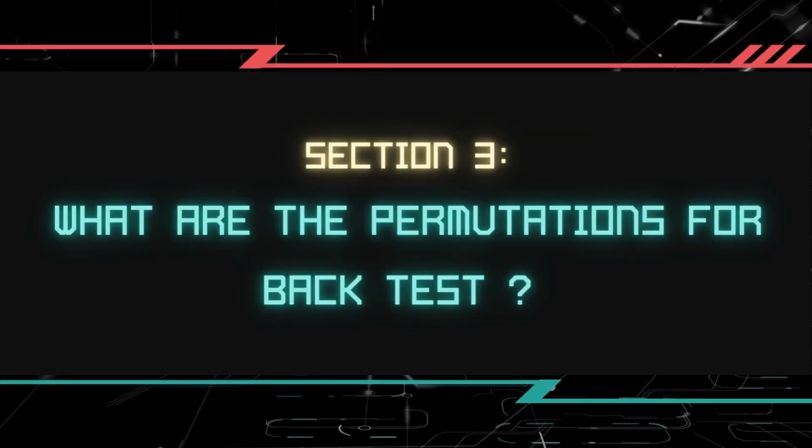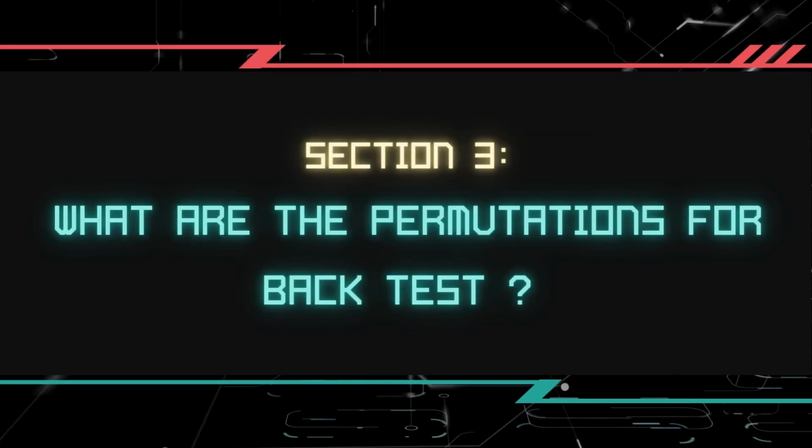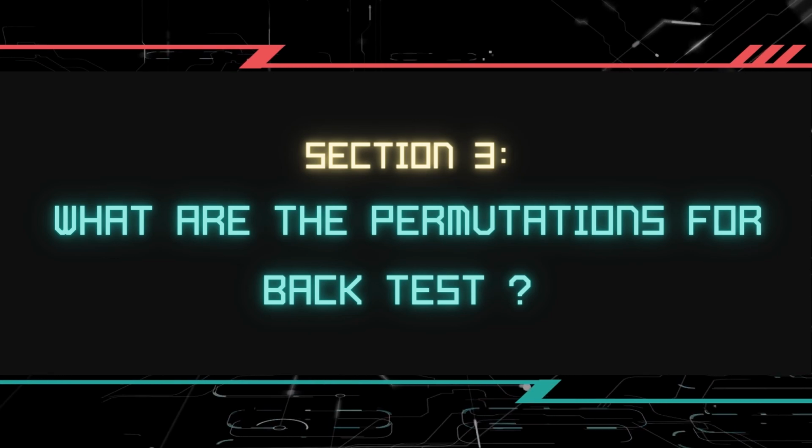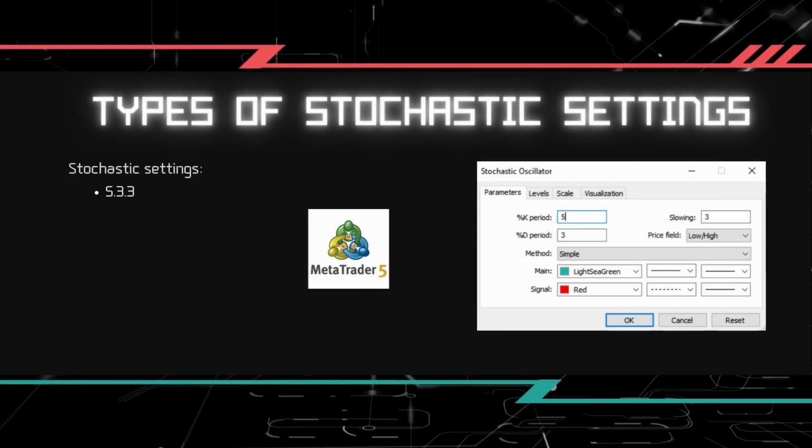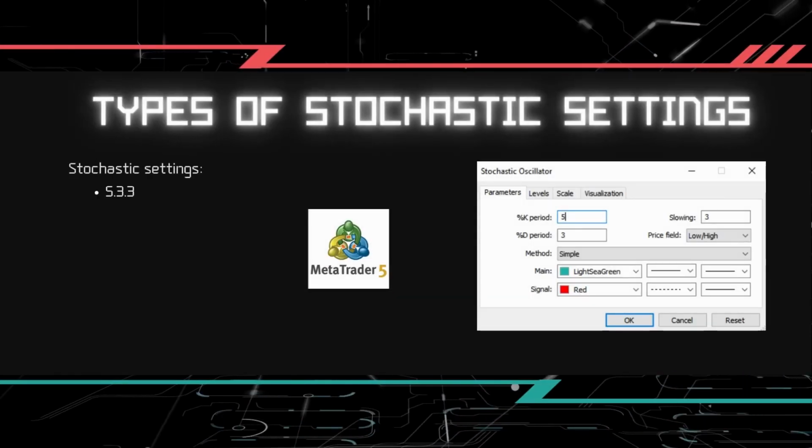We have come to the third section of the video. We will be going through all the different stochastic settings and the different permutations that would be used for the backtest. As mentioned in the beginning of the video, there are many recommended settings for the stochastic indicator.